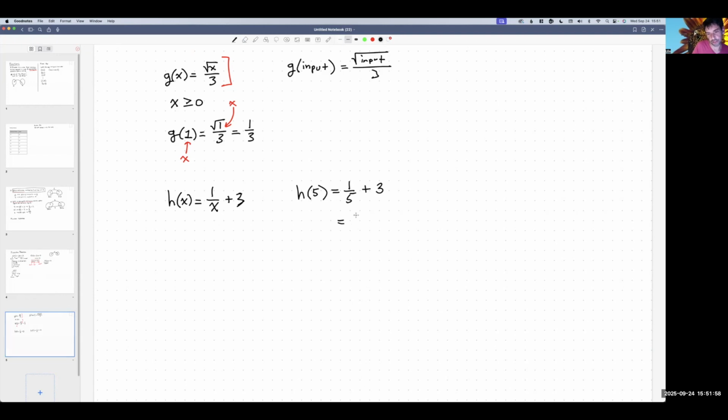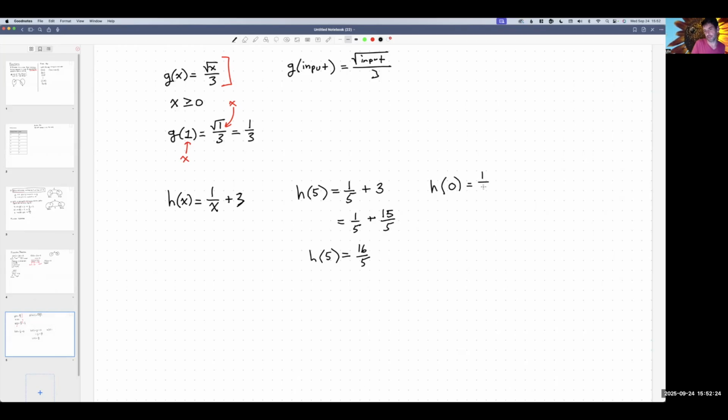Which we could, if we want to do a little bit of work, 3 is 15/5. So we end up with 16/5. So h of 5 is equal to 16/5, right? Notice, let's try to evaluate one more. What about 0? 0 is a real number.